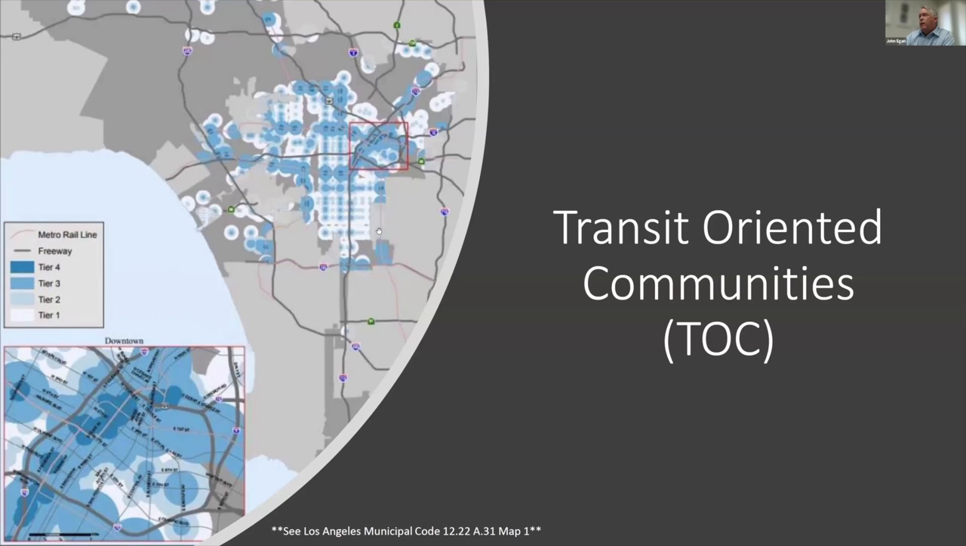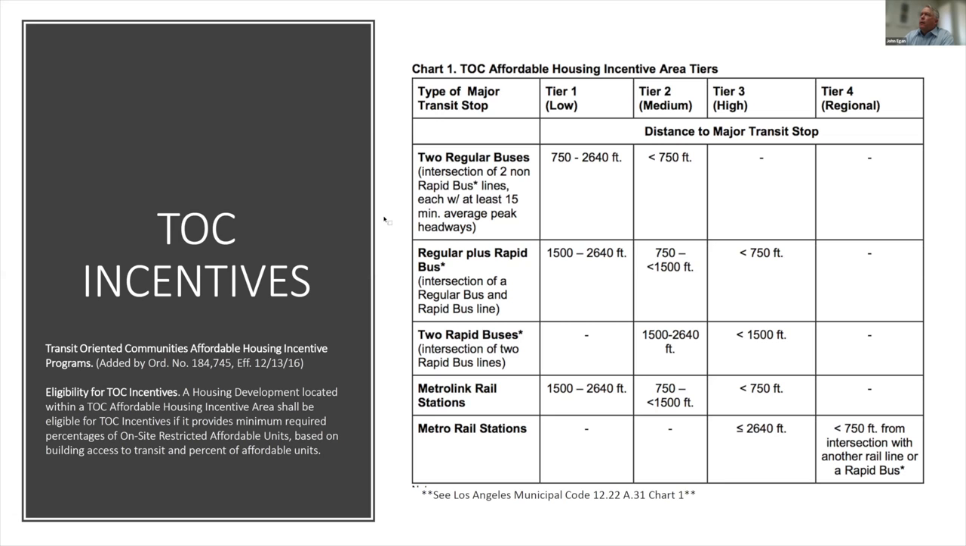All right, transit-oriented communities. This applies to Los Angeles. There's probably some overlays in other cities, San Francisco and LA, and things of that nature. TOC allows for the idea of increased density around transit-oriented features. One of the things to be wary of if you're building in Los Angeles is that this is based upon crossover of bus lines and adjacencies to rapid transit stations.